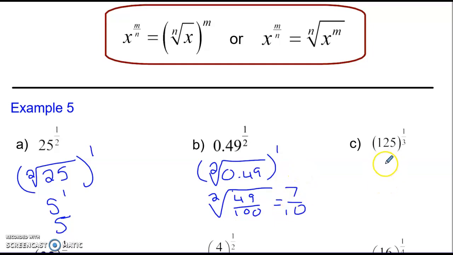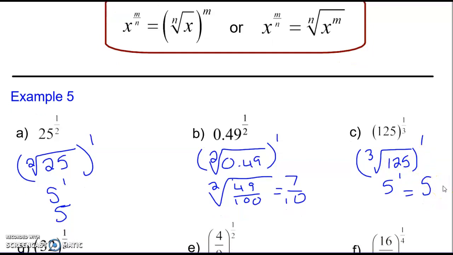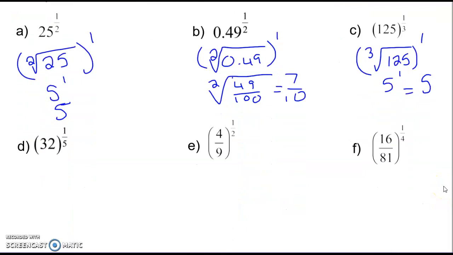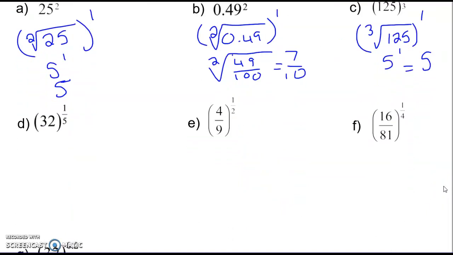The next one is a cube root because we have a denominator of 3. So the cube root of 125 to the power of 1 is 5 to the power of 1, which is equal to 5, because the cube root of 125 is 5. 5 times 5 times 5 is 125. Let's look now at D.